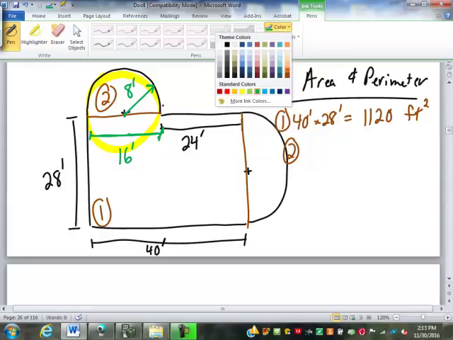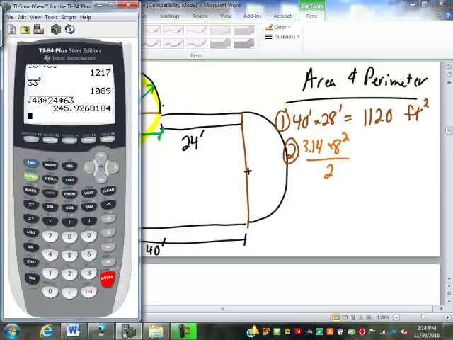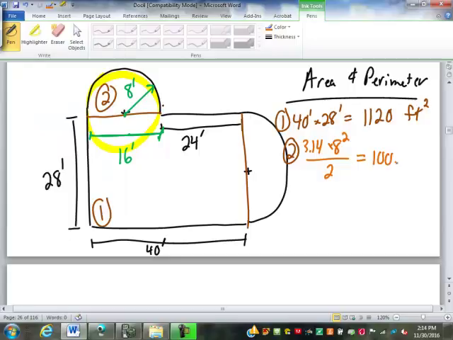So the area for that is going to be pi. I'm just going to put in 3.14 for pi, times 8 squared, and then divided by 2. Let's try that again. 3.14 times 8 squared divided by 2. 100.48 square feet for that one.